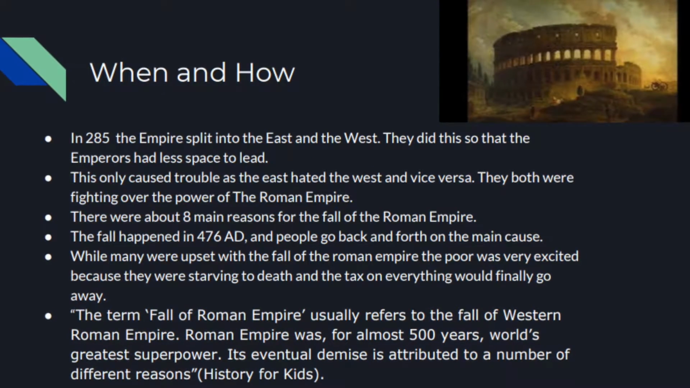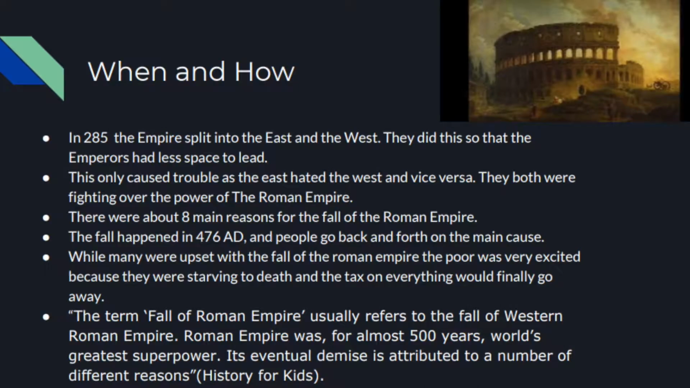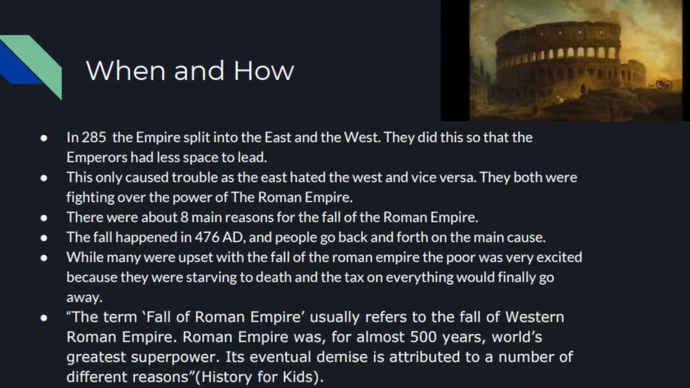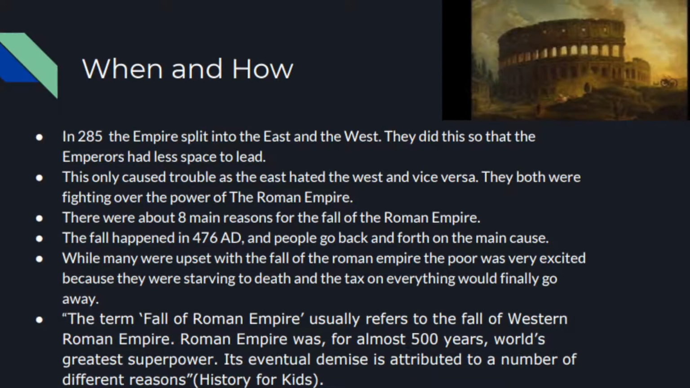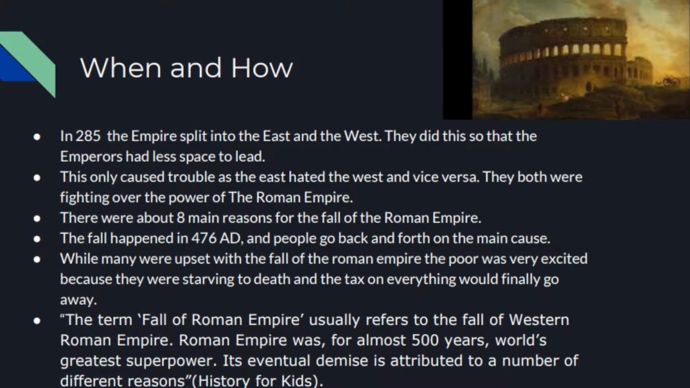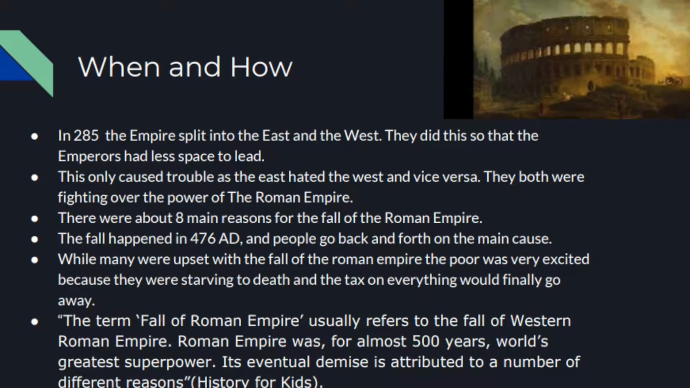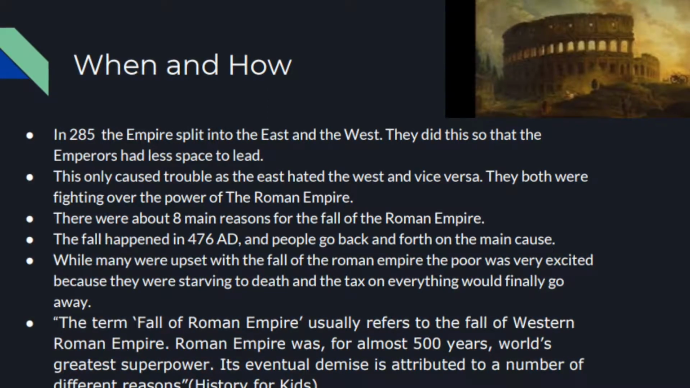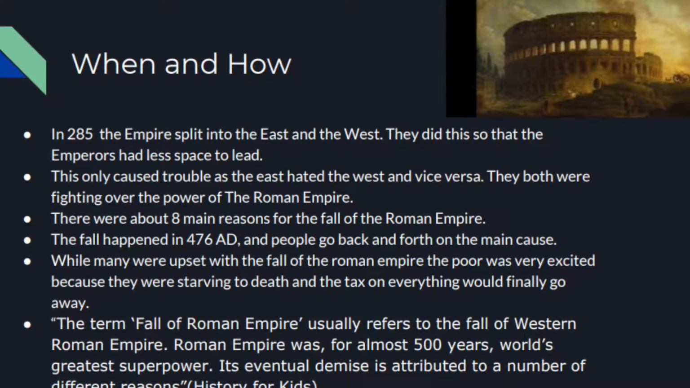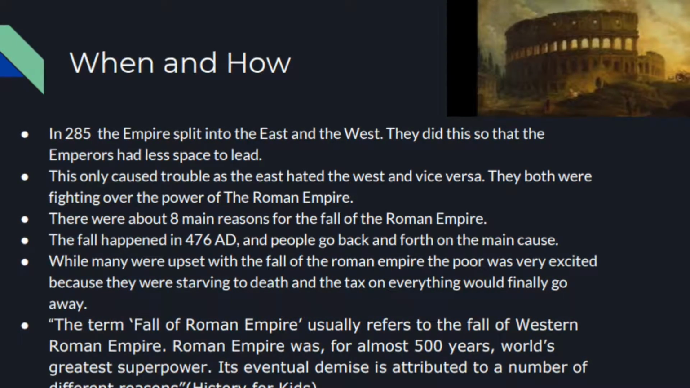There were about 8 main reasons for the fall. The fall of the Roman Empire happened in 476 AD, and people go back and forth on the main causes of why and how it fell. Many were upset with the fall of the Roman Empire, but others, like the poor people, were very excited because they were starving to death. The tax on everything would finally go away, and they would be able to afford things again.